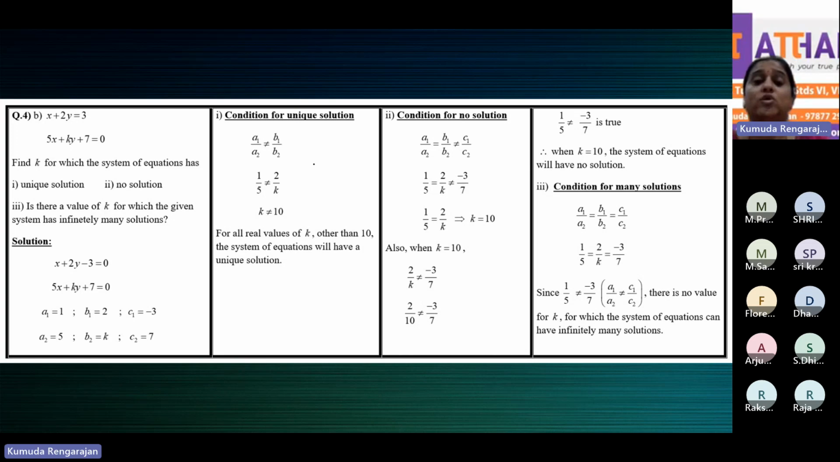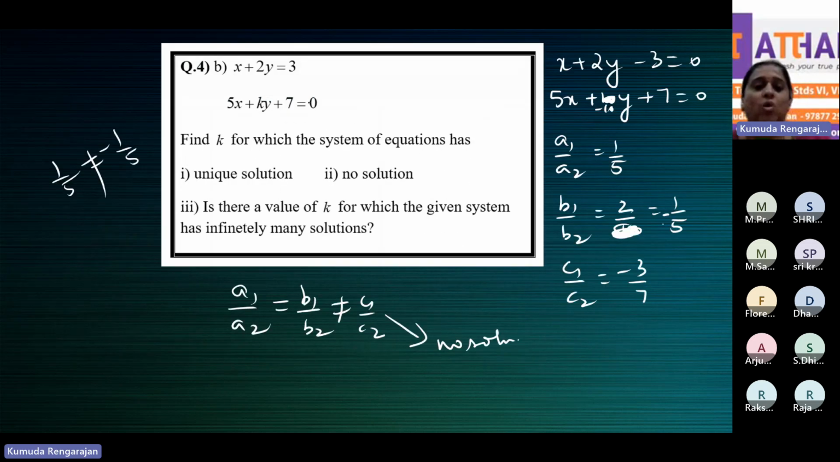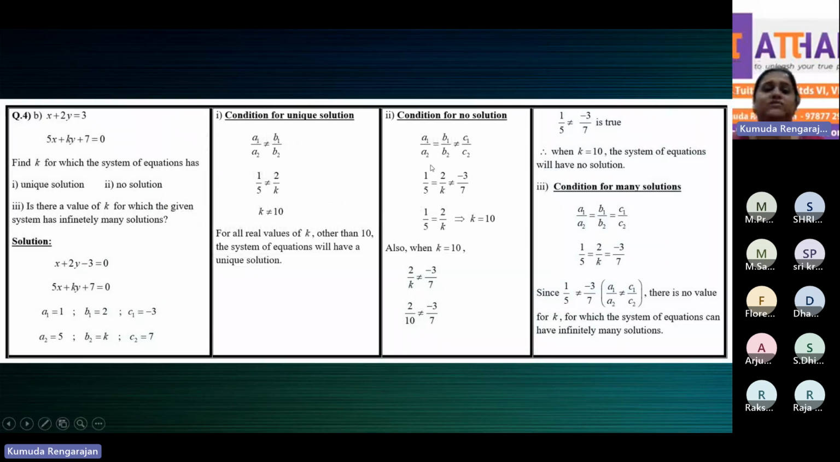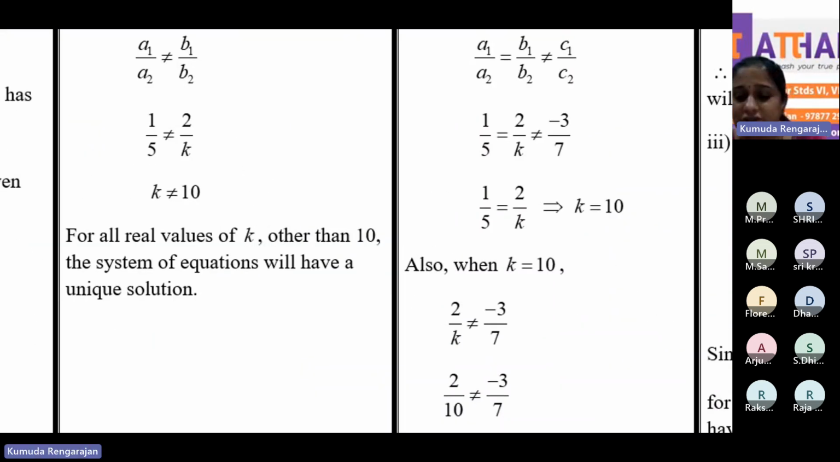Next, condition for no solution. The next question is, what should be the value of K so that the system of equations has no solution? The pair of equations should not have any solution. Then what should be the value of K? So write the condition first. What is the condition for no solution? The condition for no solution is this one.